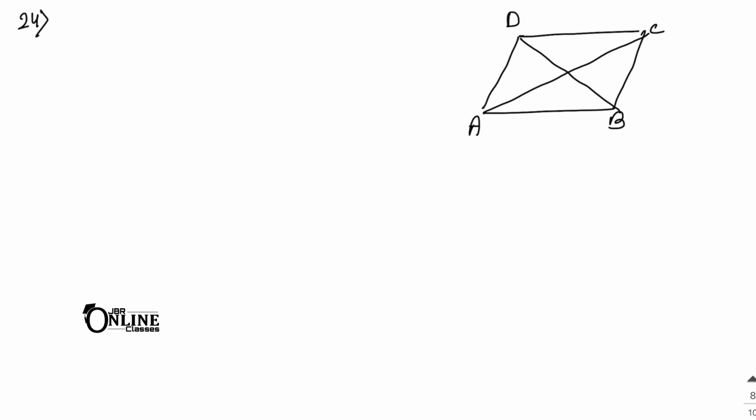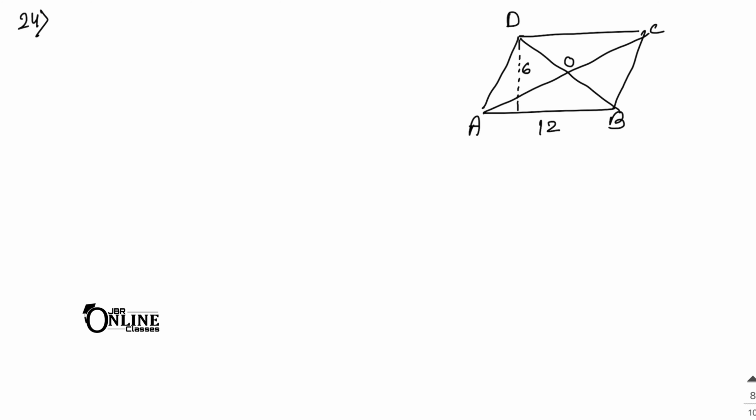Next, sum number 24. In sum number 24, diagonals AC and BD of a parallelogram ABCD intersect at point O. So here this is a parallelogram ABCD, and the diagonals AC and BD intersect at the point O. Given that AB equal to 12 centimeter and the perpendicular distance between AB and DC, so this one is the perpendicular, is 6 centimeter. Calculate the area of the triangle AOD.